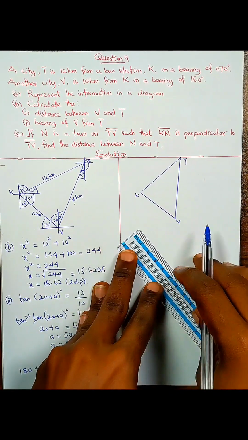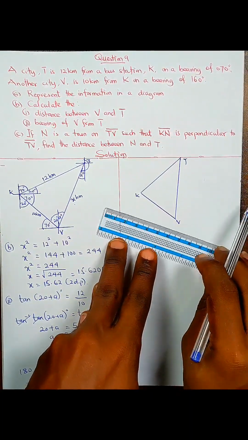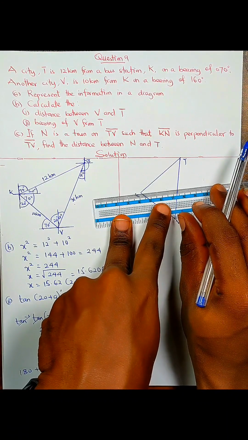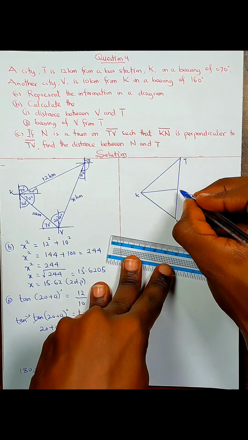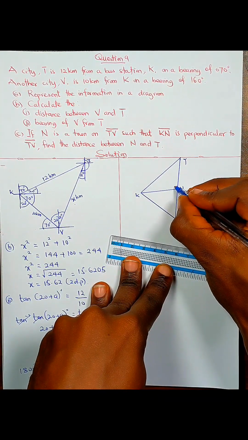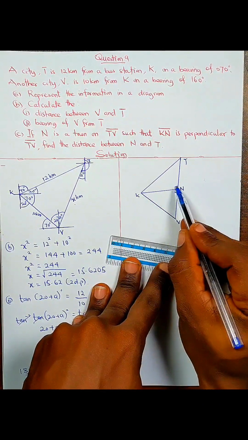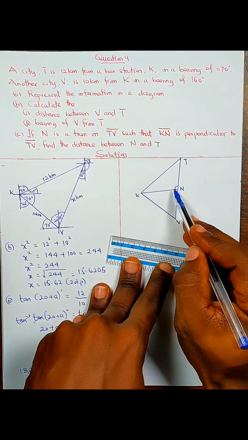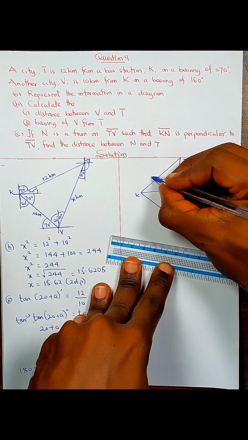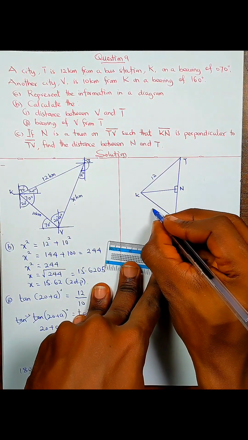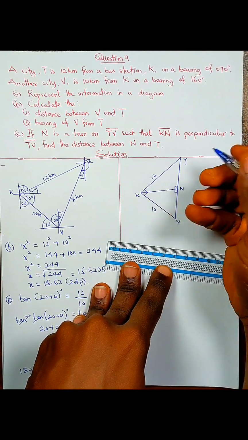such that what? KN is perpendicular to TV. That means that a line from K to that N makes an angle of what? So this is N. Says that it's perpendicular, meaning that it makes an angle of 90. So KN is perpendicular to line TV. That means that when it meets TV, it gives what? A 90 degrees. We already know this to be what? 12. We know this to be 10. We know the total angle here to be what? 90 degrees.